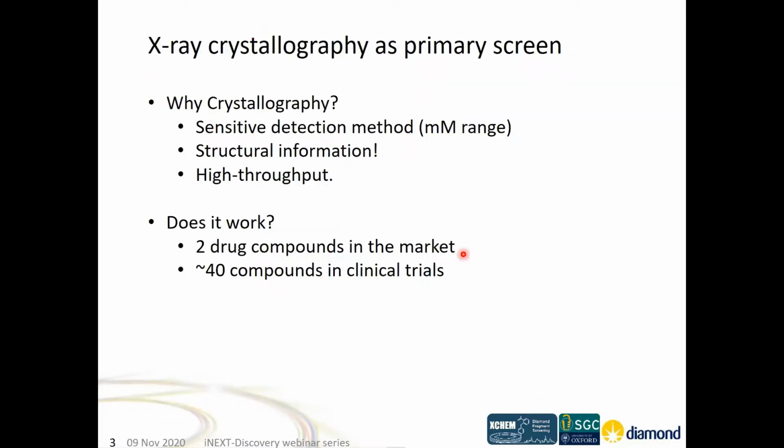And so why do we want to do that in X-ray crystallography? Because X-ray crystallography is a sensitive detection method. It can detect things in the millimolar range. It provides you what is extremely crucial for developing those fragments into lead compounds: it gives you structural information. You know where it interacts and how it interacts, and hopefully you know where you can go.